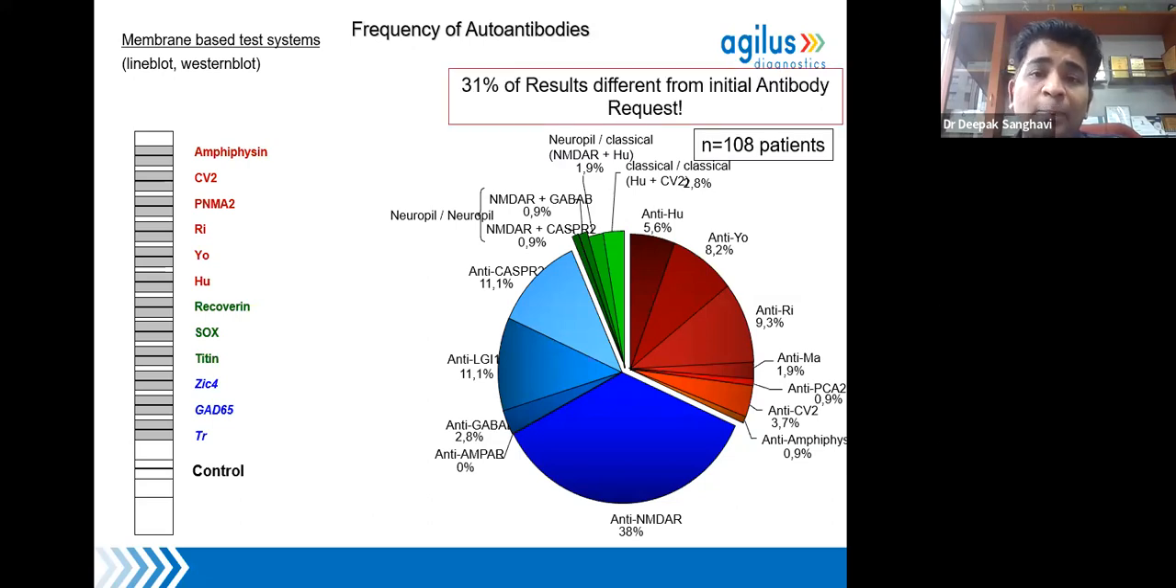And as you can see, 31% of results are different from the initial antibody request. What does it mean? The clinician may be suspecting something different, and the antibodies in 31% of such cases come out different. Hence, the whole panel should be asked by the clinician. If they are really suspecting a clinical condition, they may ask for a specific antibody, or otherwise a complete blot, so that you do not miss any other antibody.